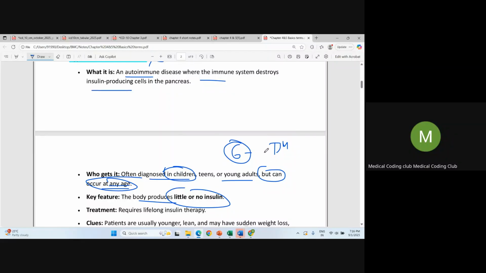So you just have to look for the provider's final statement. Okay, so if he is not mentioning the type, then we have one particular coding guideline for that. Okay, that we will discuss later. So do not rely on patient age to decide what kind of diabetes the patient has.